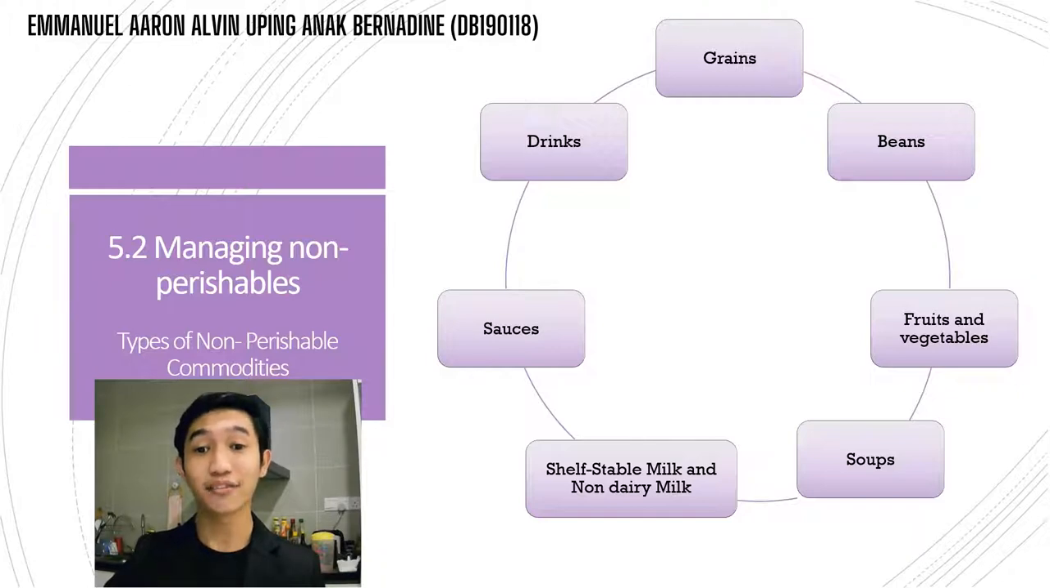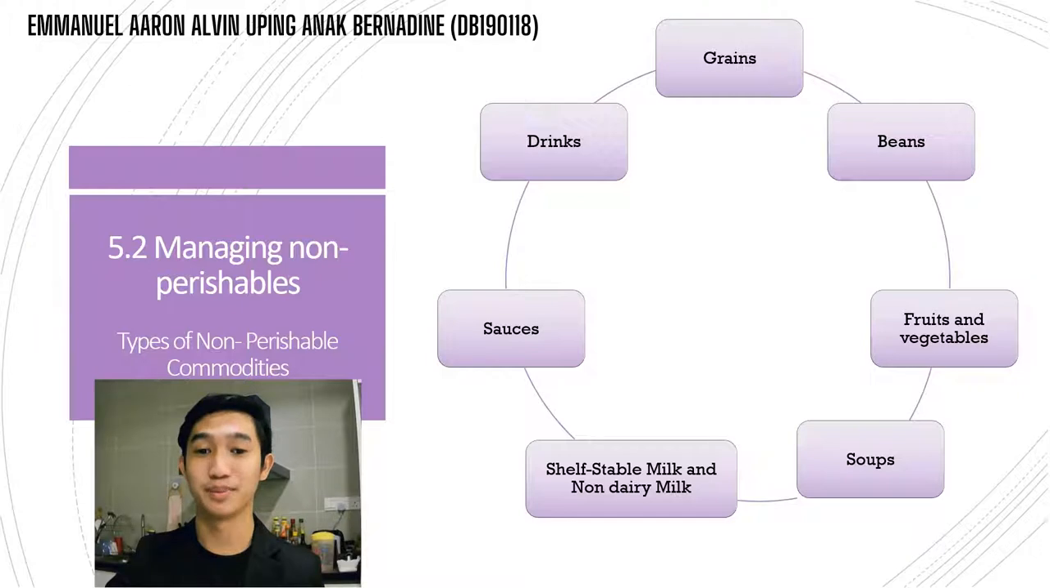whole grains like flour, cereal, oats, rice, and barley have a much longer shelf life than other popular but perishable carb sources like bread, making it a smart choice for long-term food storage. Beans. Dried and canned beans are smart non-perishable food choices. Canned beans can be kept at room temperature for 2 to 5 years, while dried beans can last 10 or more years depending on the packaging.